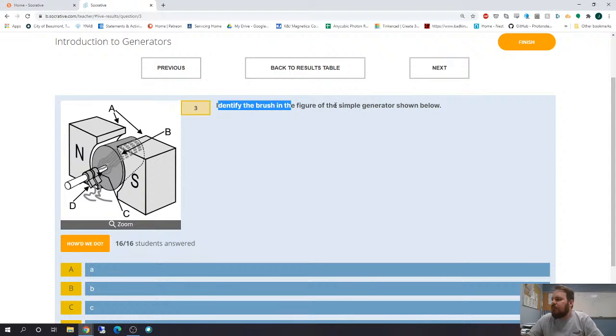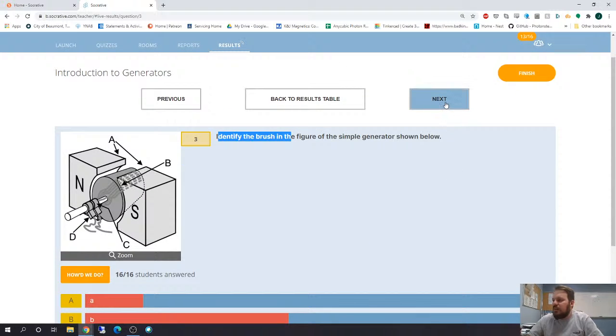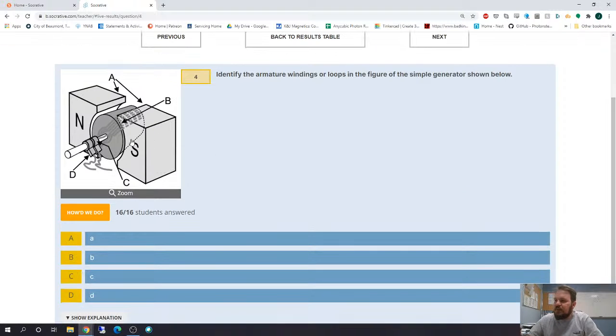Identify the brush in the figure of the simple generator below. The brush is at D. See, that's got the arrow. That little square cube looking piece rides on the slip rings, which are these rings that are labeled C. So we got D.